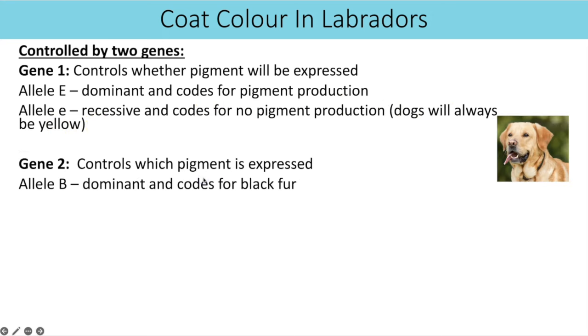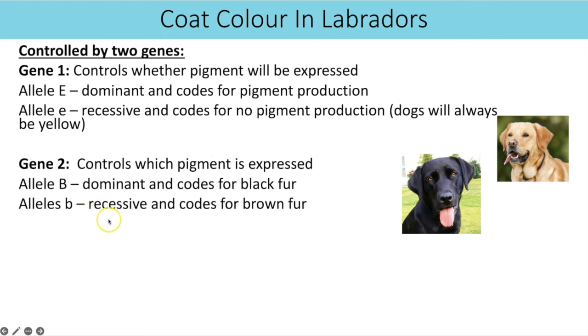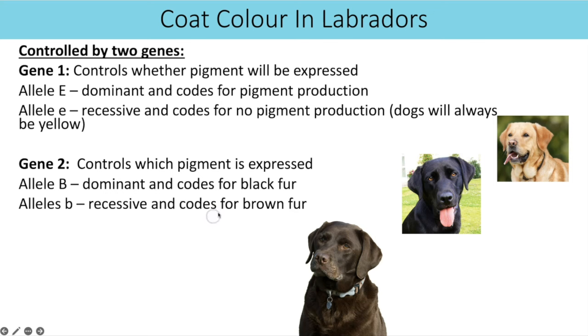Gene 2 is the gene responsible for what colour the pigment will be. So capital B would be a dominant allele, and that one codes for black fur. Recessive allele is for brown fur. So here's our 3 possible phenotypes, but gene 1 can mask the expression of gene 2.